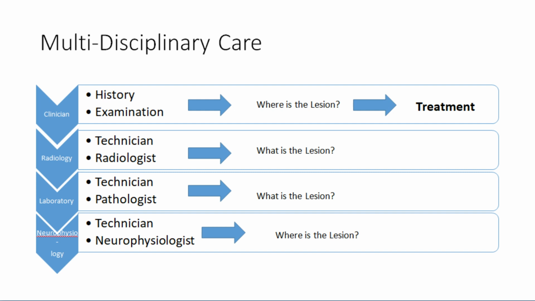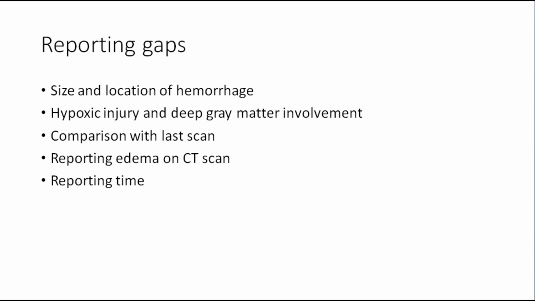Reporting gaps: size and location of the hemorrhage, hypoxic injury and deep gray matter involvement, comparison with the last scan, reporting edema on the CT scan. This is the worst, unless it's so obvious. Like mild edema on the CT scan. Who's going to prove it? Who's going to disprove it? I just put that scan to the side. Please get an MRI. Prove it. Okay. So, mild edema on the CT scan. I really find it funny.